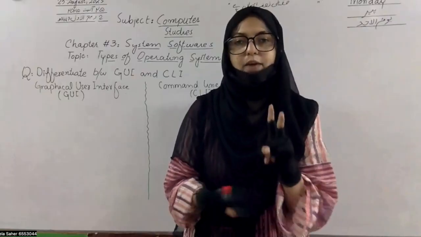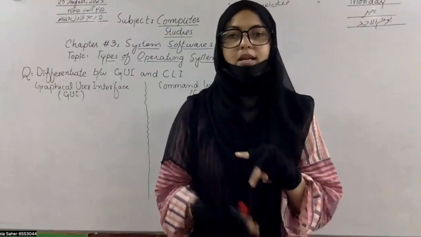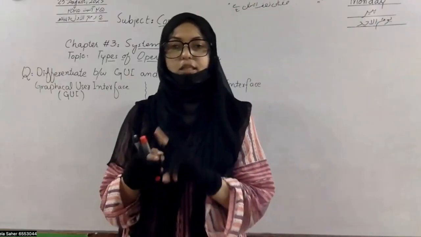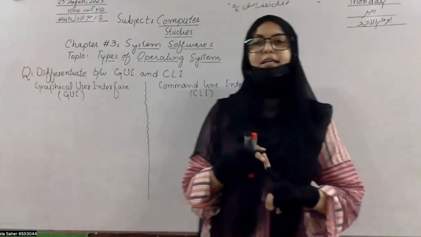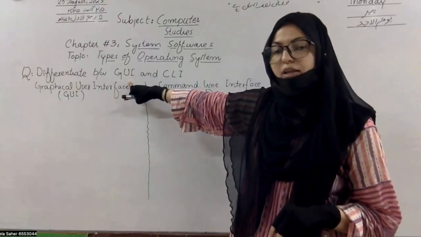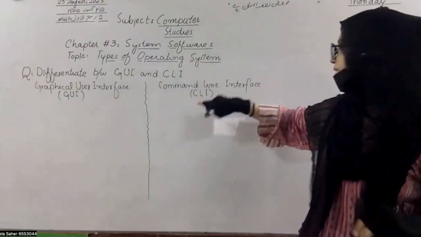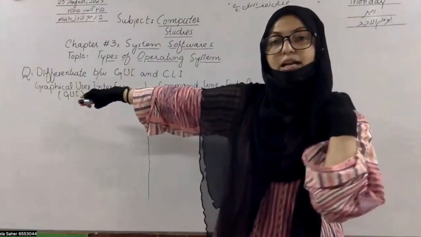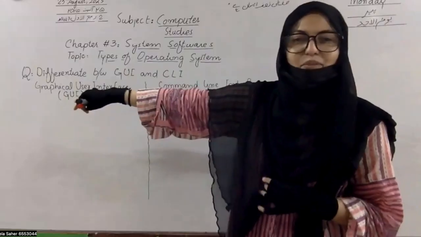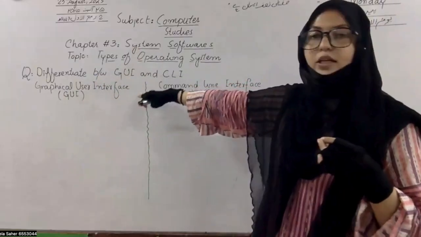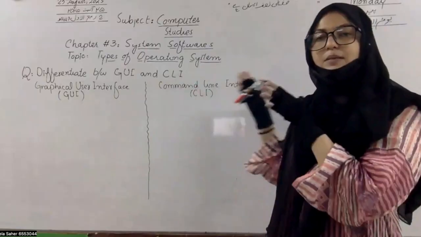There are two types of the operating system, that is, two interfaces that we are going to deal with and learn today. One is GUI, meaning graphical user interface, and the other is CLI, meaning command line interface. And I have written a question for you all so that I'm not going to waste time in the video: differentiate between graphical user interface and command line interface.